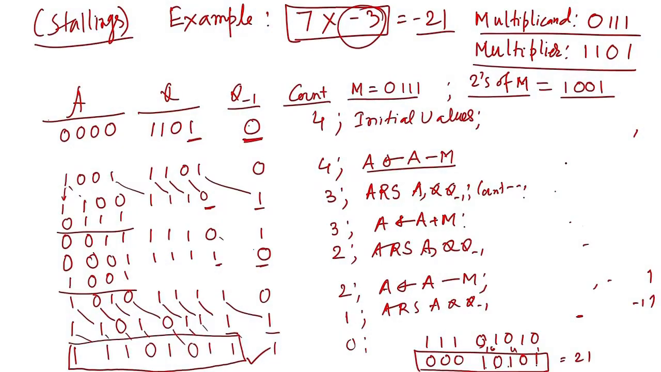Even if the multiplicand is negative, or the other way around, say minus 7 into 3, if we do the same way, the result will be exactly the same. Okay, so we understood how it performs all these register operations.